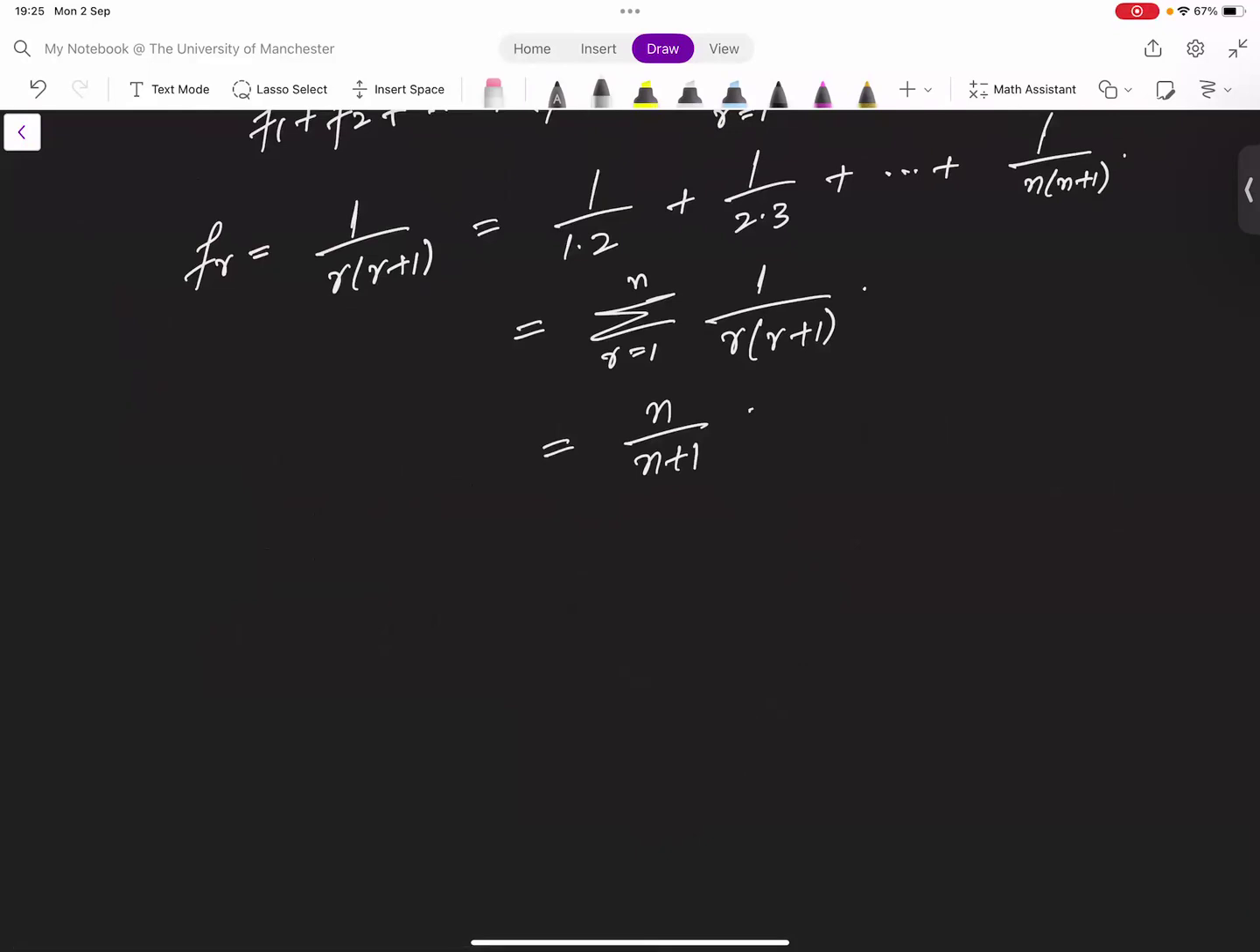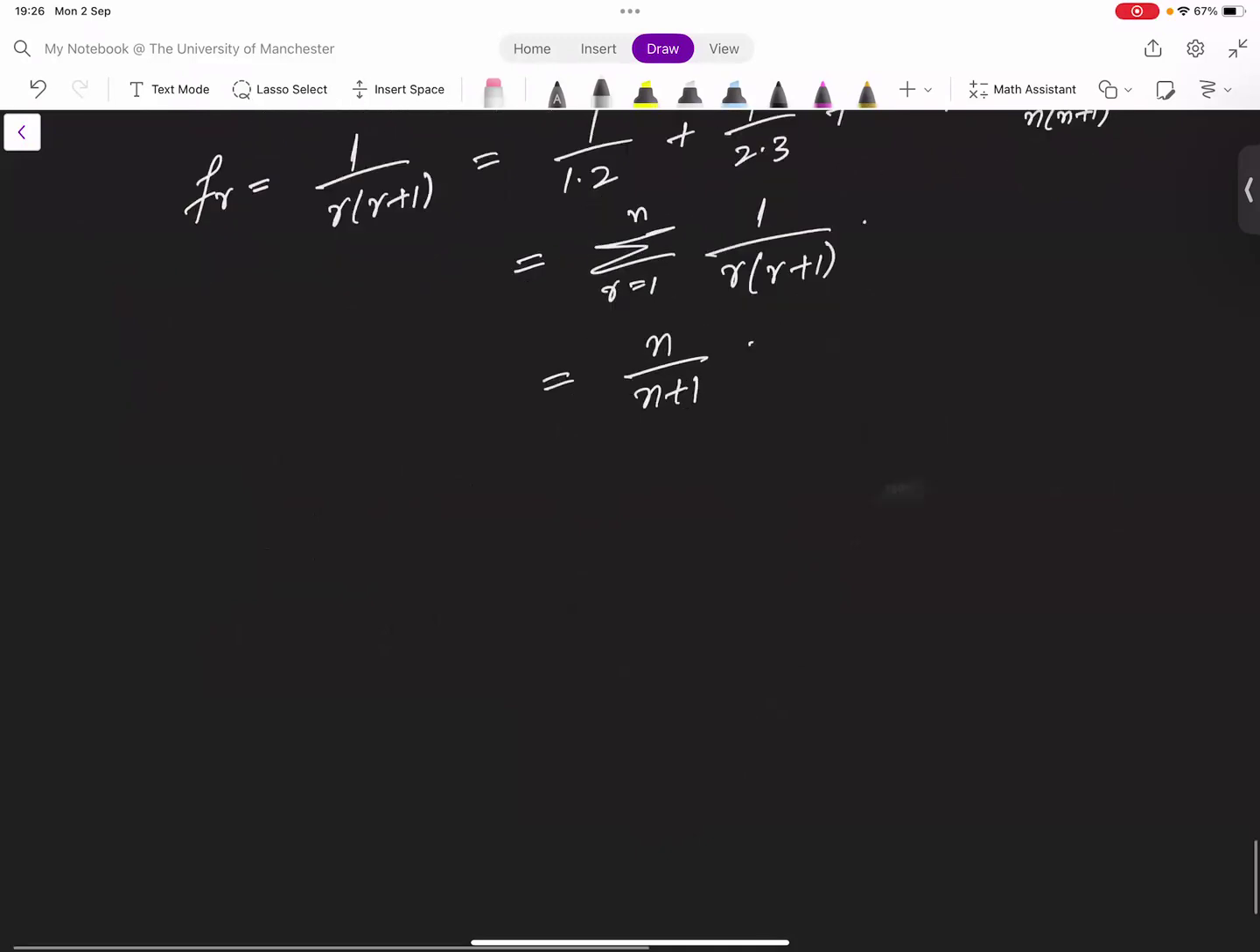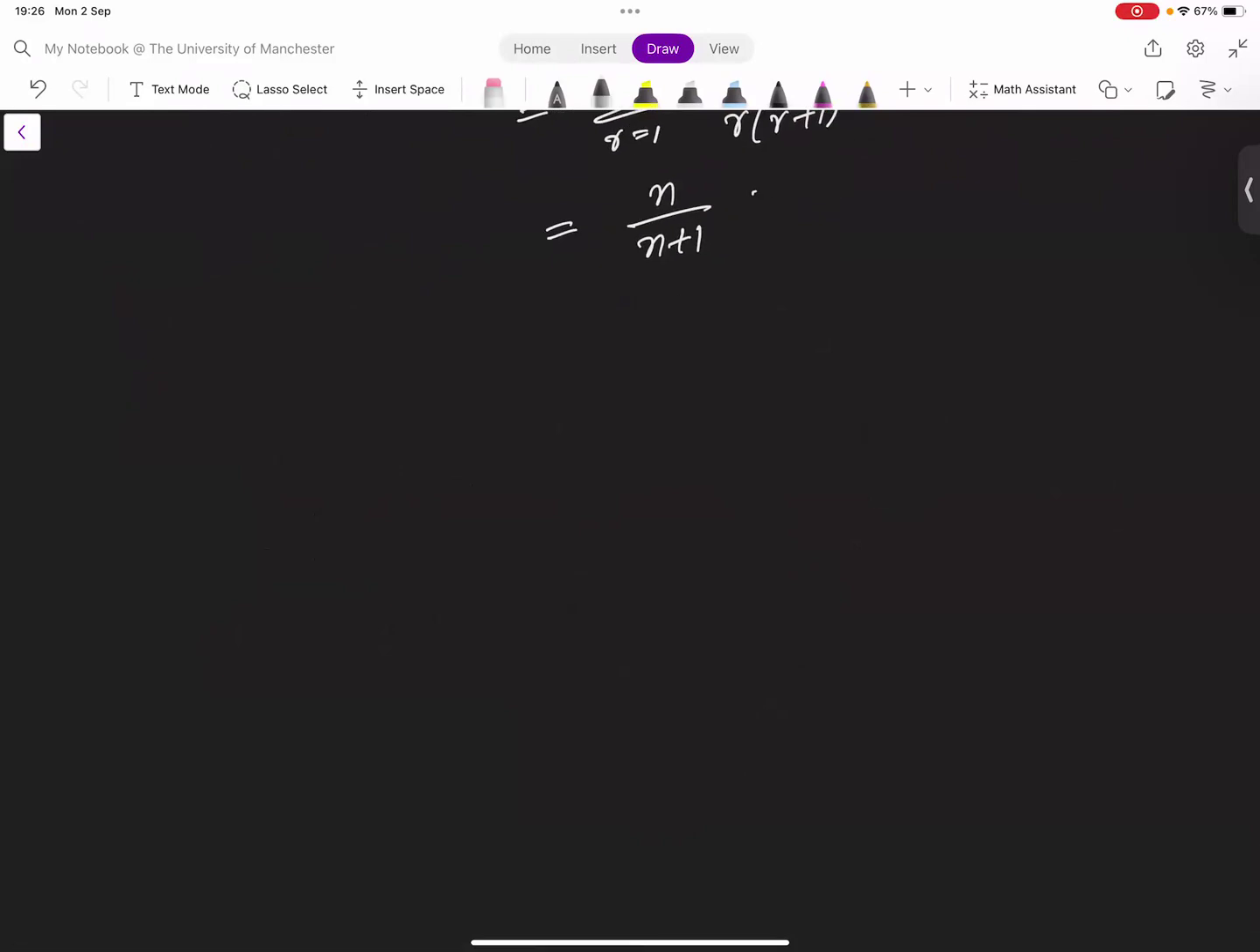Now, for the first example, the sum of the first n odd integers is n squared. You can write this as 1 plus 3 plus 5 plus up to 2n minus 1. This notation can be written as the sum over r from 1 to n of 2r minus 1. This is n squared. This is just an example.